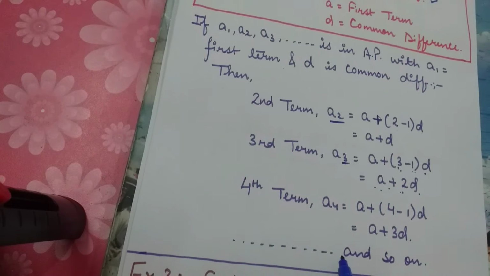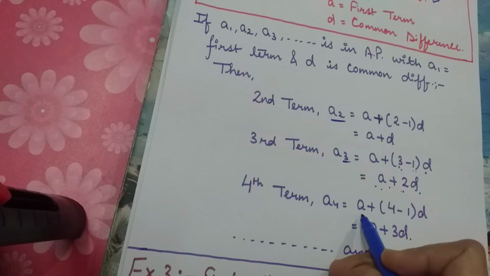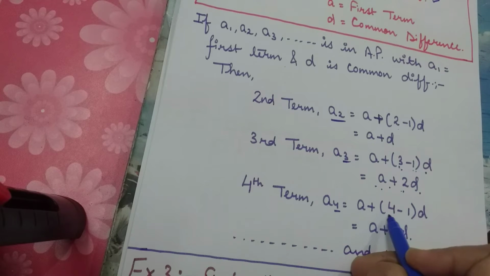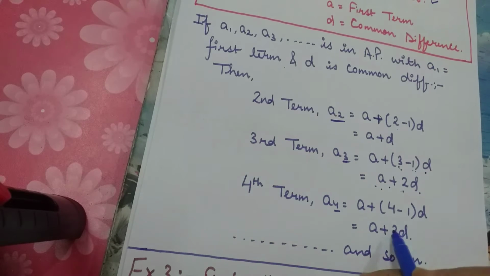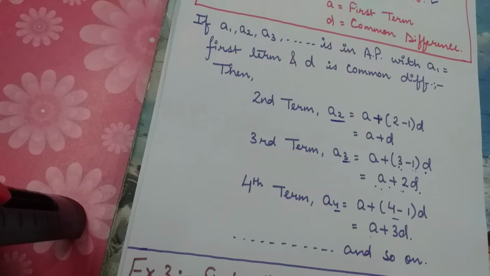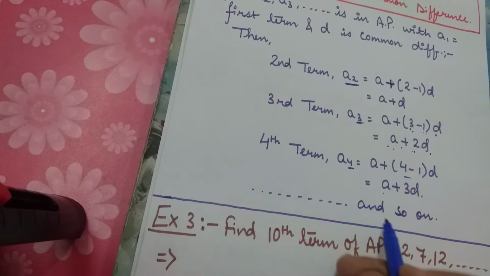Now for finding the fourth term of AP, use the formula again, an = a + (n - 1) d. Now the value of n is 4, so a + (4 - 1) d. When you simplify, 4 minus 1 is 3, so a4 = a + 3d, and so on. The pattern will continue, and you can similarly find the fifth term, the sixth term, whatever is being asked in the question.